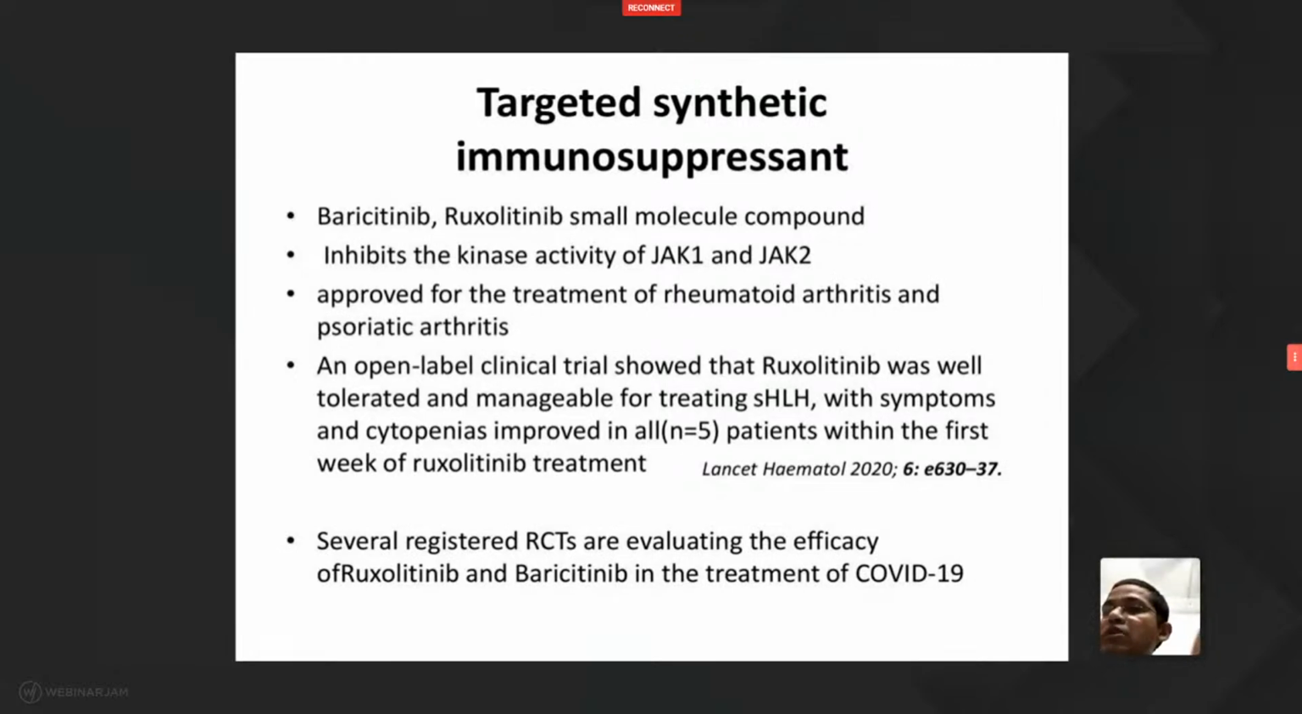well tolerated, and it is mainly beneficial in case of secondary HLH with symptoms of cytopenia, and other symptoms of secondary HLH are improved, though the study is very small, within the first week of this therapy. In the trial registry, it has been shown that several trials have been registered for evaluating the efficacy of these two drugs in the treatment of SARS-CoV, especially in case of the secondary HLH condition.